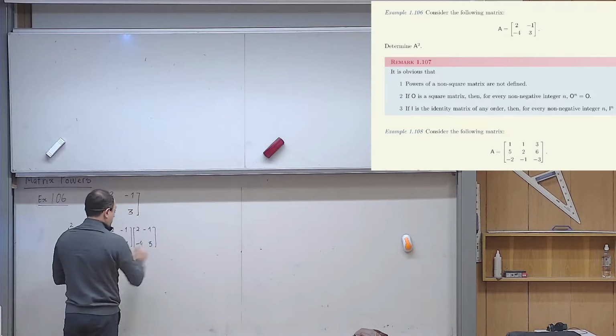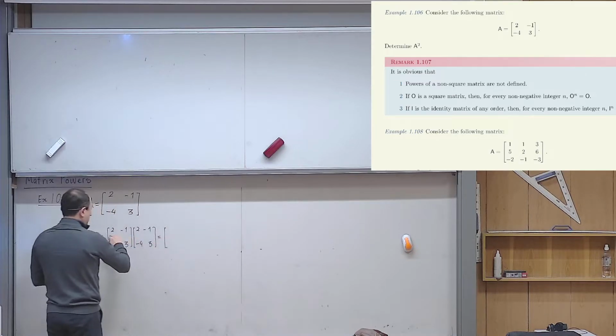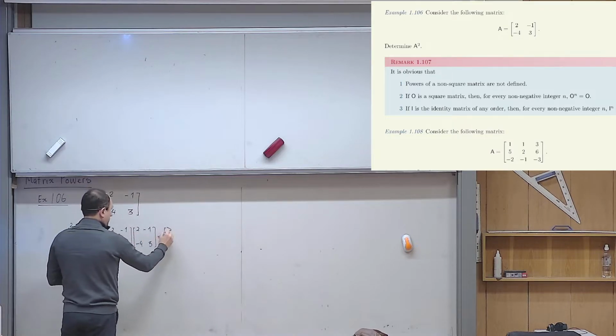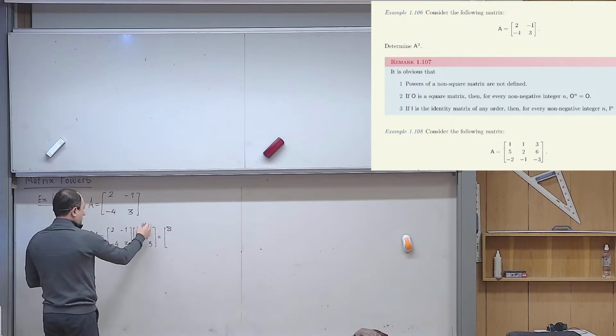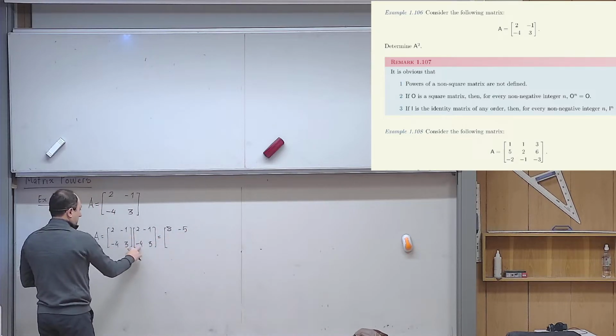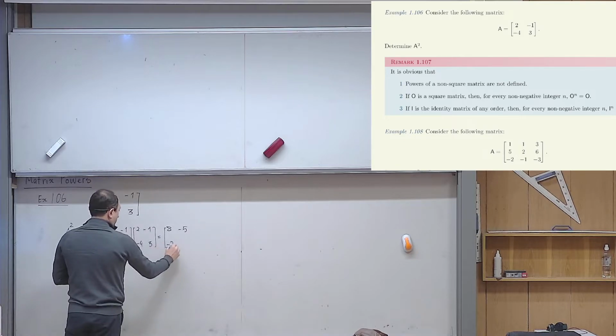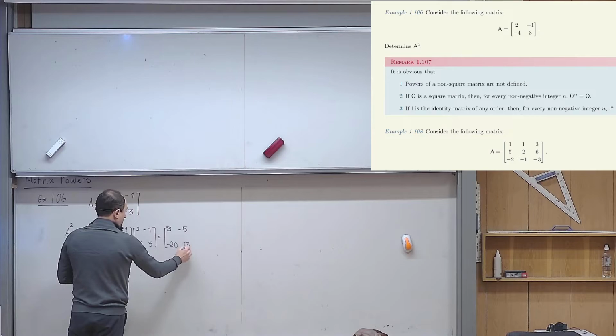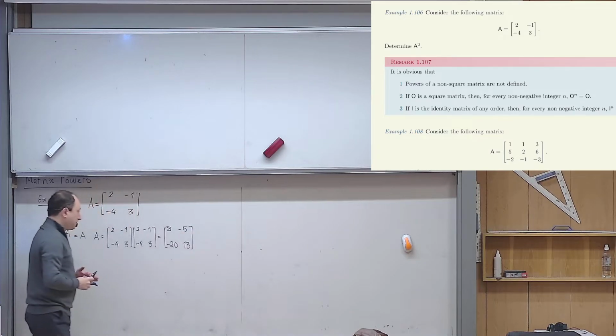So then what is the answer? I take this row and multiply it by that column, so 4 plus 4 is 8. And then I take this row, multiply it by that column, minus 2 minus 3 is minus 5. And then I get minus 8 minus 12, it's minus 20. And then it's 4 and 9 is 13. Am I right? Yes.